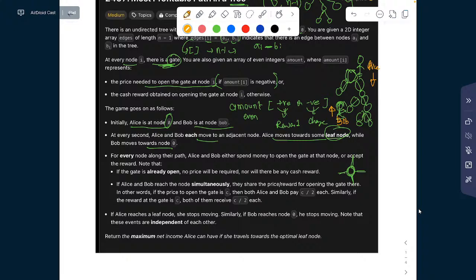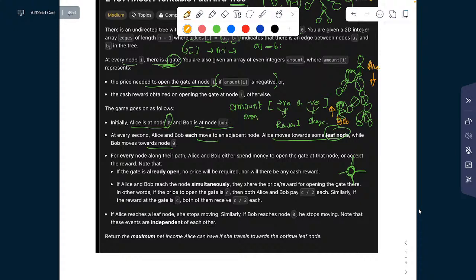If Alice reaches a leaf node, she stops moving. Similarly, Bob. So Bob is the male guy here. If Bob reaches node 0, he stops moving. Note that these events are independent of each other. It means that Alice can reach the bottom and wait, or Bob can simply keep running up and up. Return the maximum net income Alice can have if she travels towards the optimal leaf node.